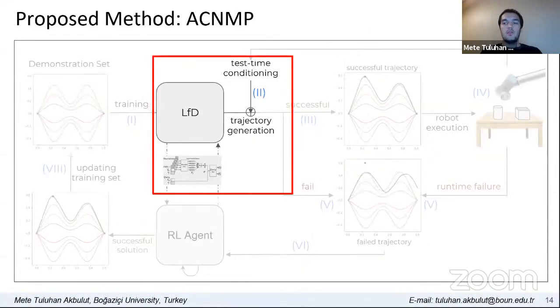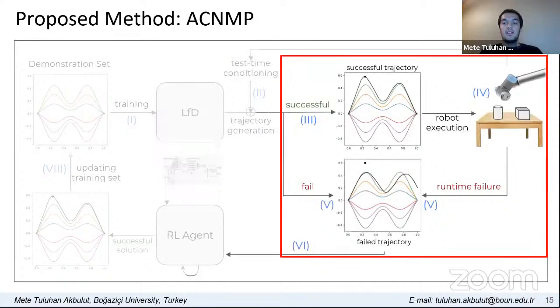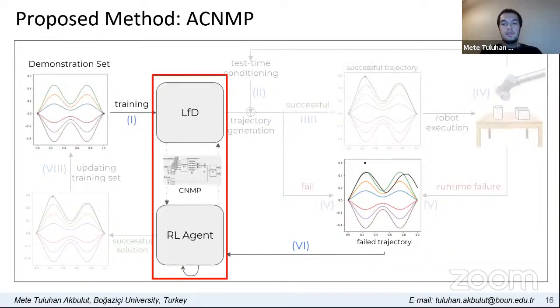In order to achieve the goal with given task parameters, the CNMP model is conditioned with these parameters to generate the required trajectory. Then the generated trajectory is given to robot execution. If the robot does not achieve the task, a reinforcement learning agent is triggered. The RL agent is initialized with the same LFD model.